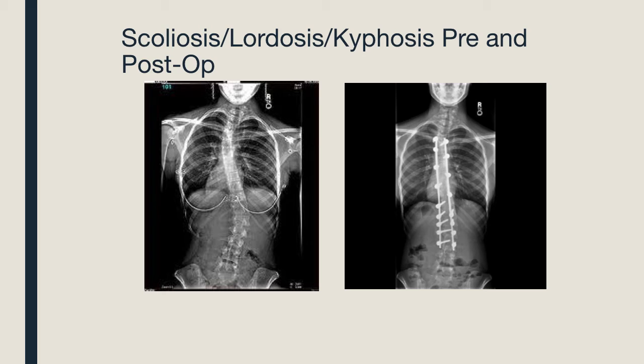But it's pretty obvious what's going on with this girl's spine. And then the picture on the right is after they've done her surgery, and you can see how much straighter her spine is. What's interesting is to look at how the cervical spine is still curved, even after they did the work on the thoracic spine.